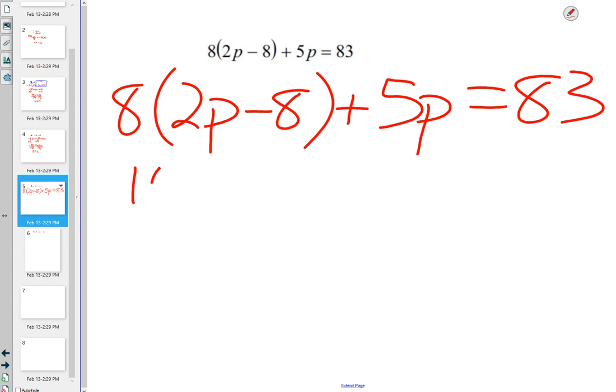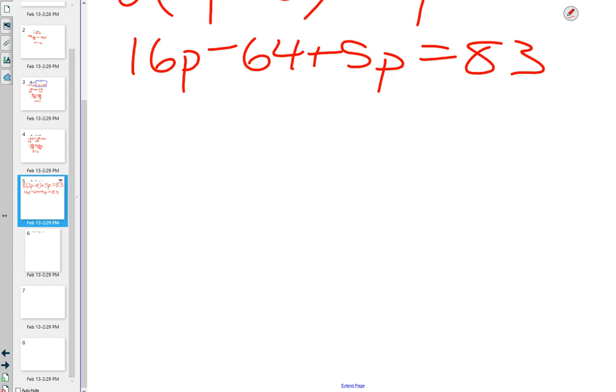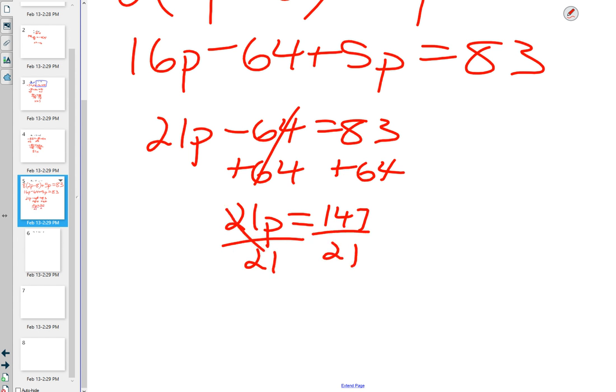Good. 16p minus 64 plus 5p is equal to 83. Next step. So 21p minus 64 is equal to 83. And then plus 64 will work. So we get 21p is equal to 147. Divide by 21. P is 7.